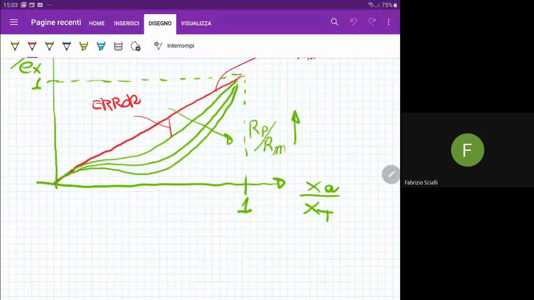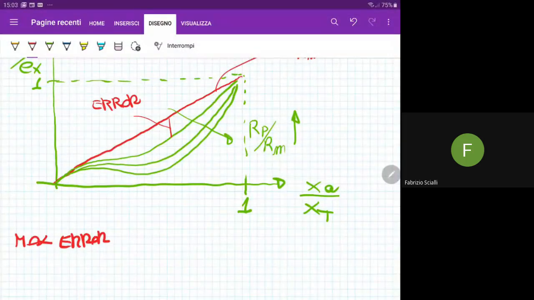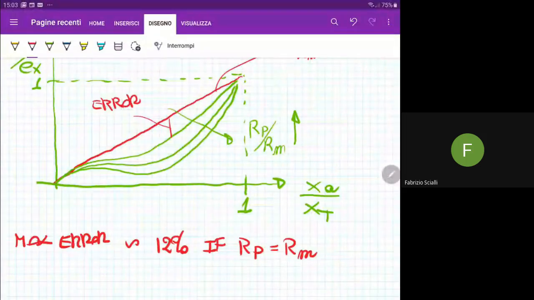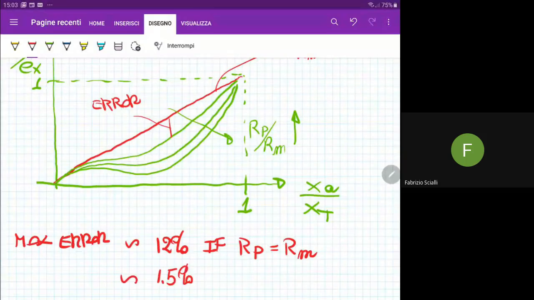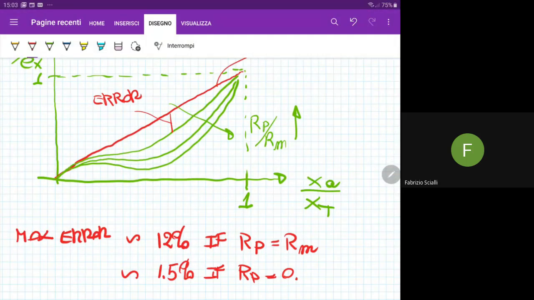The maximum error is about 12% if the potentiometer resistance and the measuring resistance are the same. Okay, it is about, just for your reference, 1.5% if the potentiometer resistance is one order of magnitude lower with respect to the measuring device, 0.1 Rm.